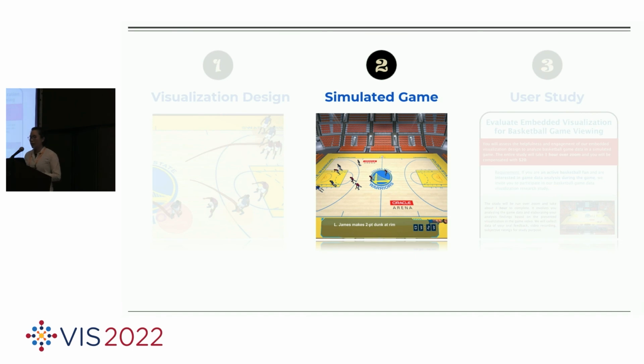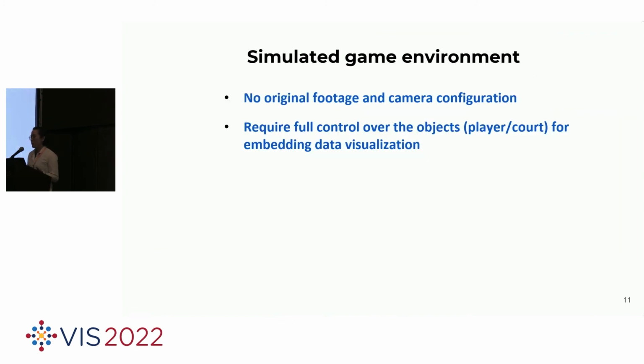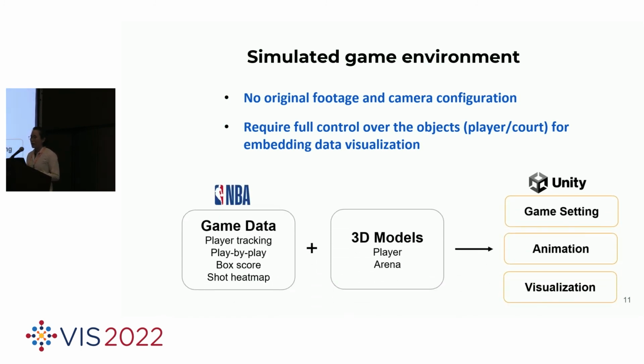Next, in order to experiment and iterate on the embedded visualizations for a sports game, we build a simulated game environment. There are 2 reasons for this approach. First, because broadcasting companies usually don't share their original footage and camera configuration, it is a challenging computer vision problem to accurately track player position in the actual game video. On the other hand, designing the embedded visualizations requires full control over the objects in the sports game, like the player or court position and viewing angle. Therefore, we create a simulated game in Unity to support our design exploration.